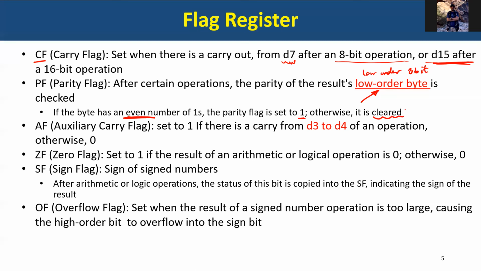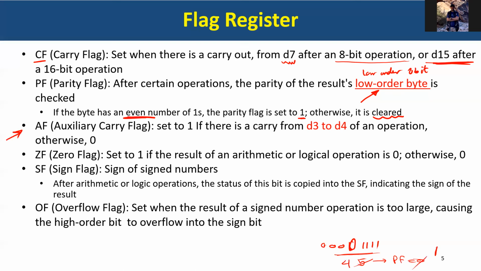Cleared means 0 here. So for example, if you have an operation with this result, we count the number of ones. Here the number of ones is 5, so the parity flag will be 0. If the result is like this, 4 zeros and 4 ones, the number of ones is 4, and then the parity flag will be 1.